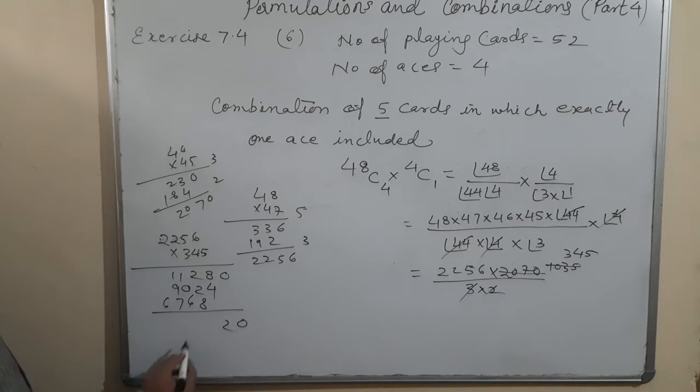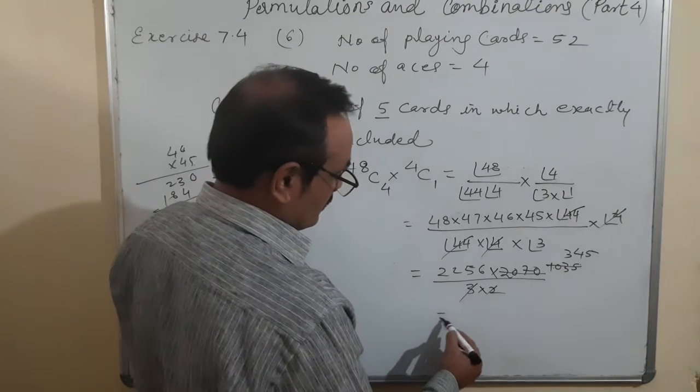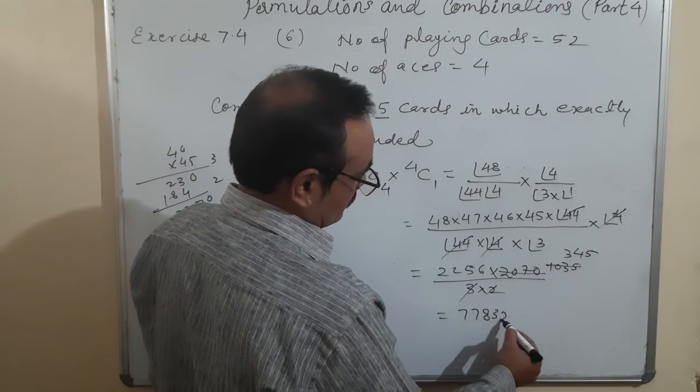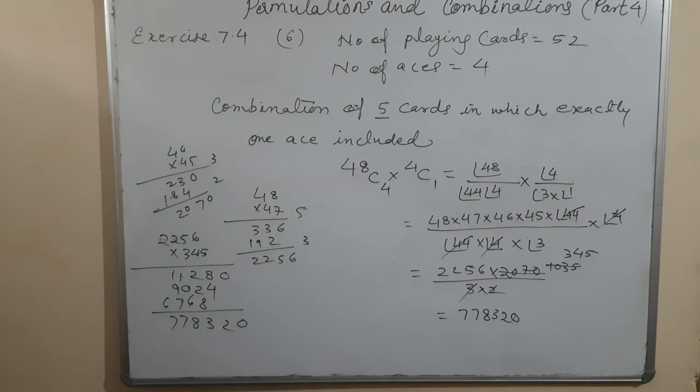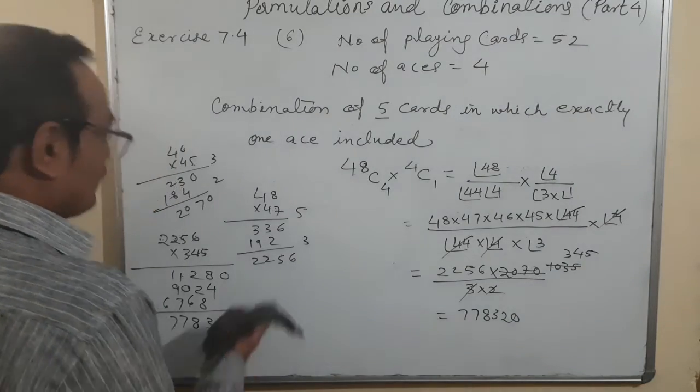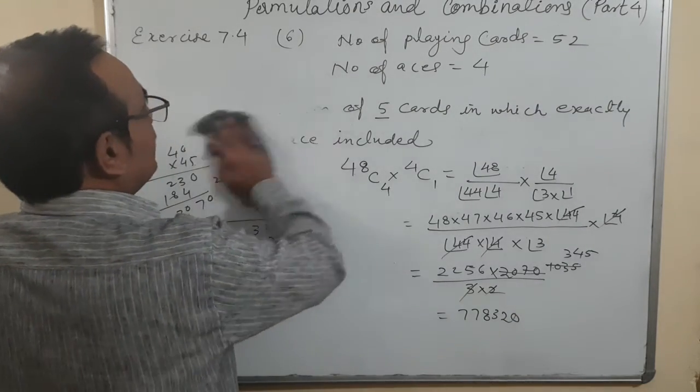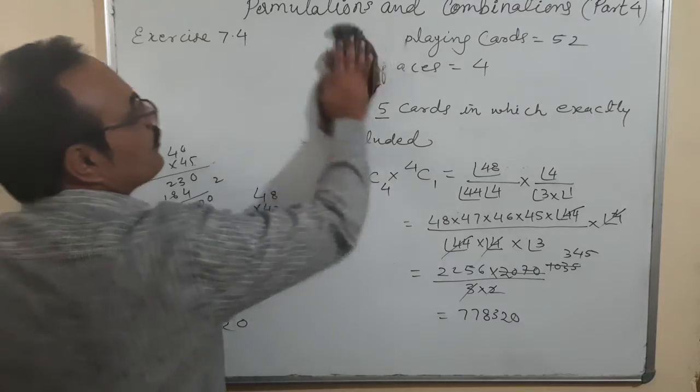Total combination of 5 cards 7,78,320, when exactly one ace is included. Hope you have understood it.